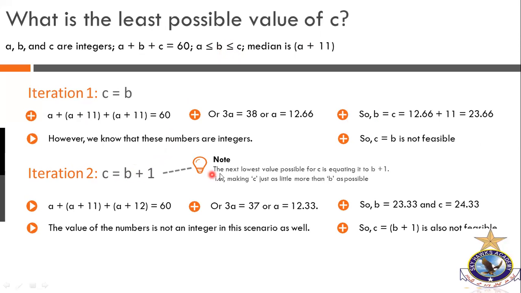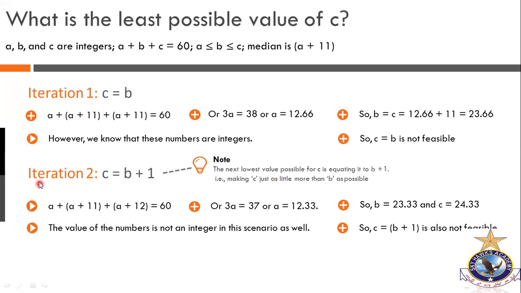The next lowest value possible for C is equating it to B plus 1. It will remain the least because C is greater than B. How much greater, we don't know. But we can just visualize this: that C is greater than B. How much greater? Just a little one. A little one means one more. If you are putting one more to B, C will become greater than B. Okay. So this was the point.